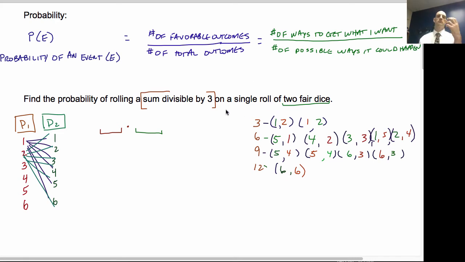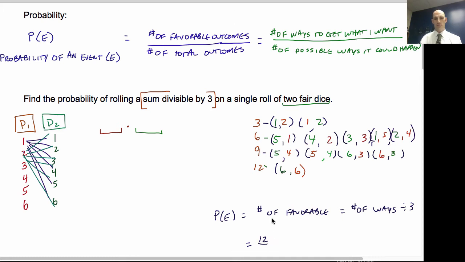And so how many ways is really what I'm considering, because the probability of my event is the number of favorable outcomes, which is equal to the number of ways divisible by 3, which is equal to 1, 2, 3, 4, 5, 6, 7, 8, 9, 10, 11, 12. There's 12 favorable outcomes. So there's 12 ways to roll something that's divisible by 3.